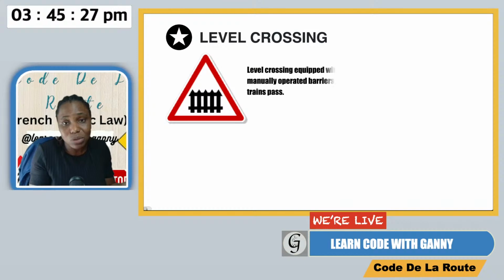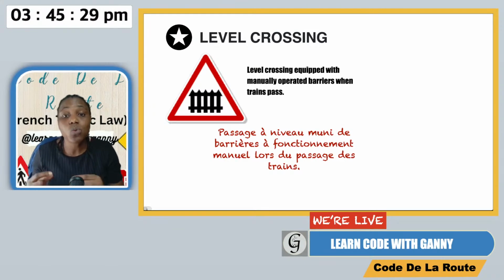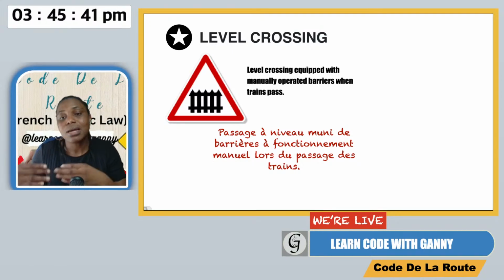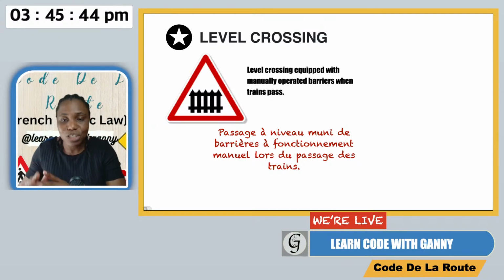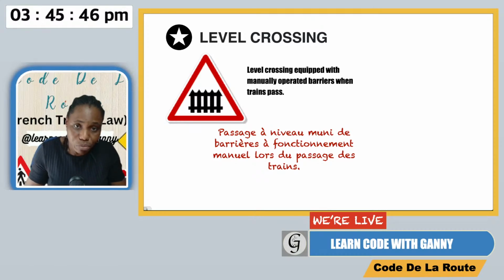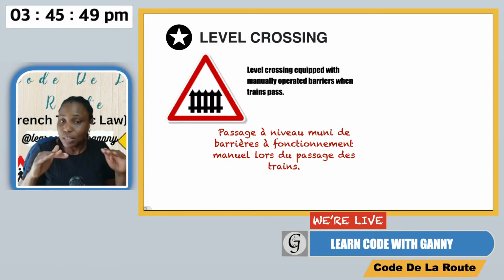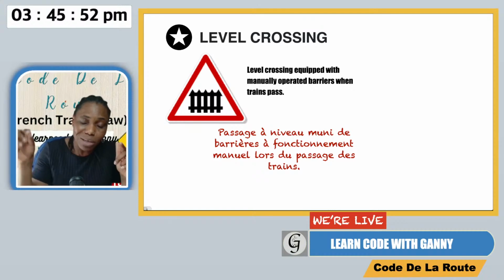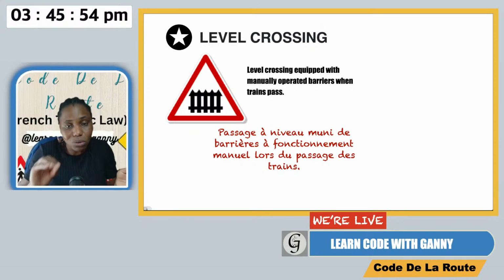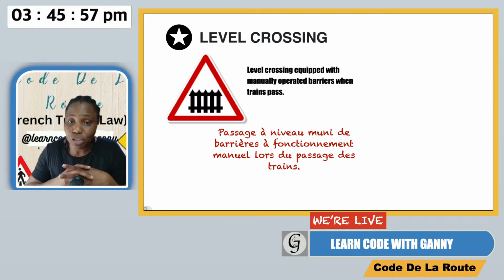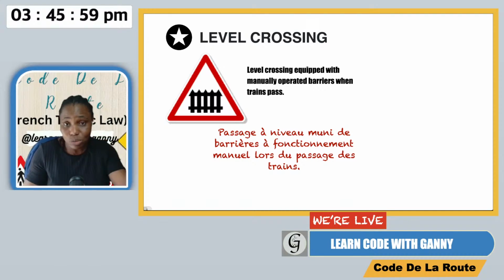What does this panel mean? It means a level crossing equipped with a manually operated barrier. When trains are passing, the barriers are manually operated. That means there is somebody, they call that person a barrier guard, always close to it. When a train is coming, that person goes and closes it. It is not automatic. Somebody is working there close to that place to control it. That is the difference.